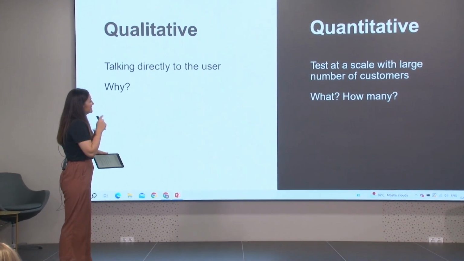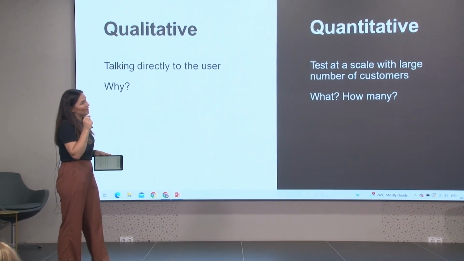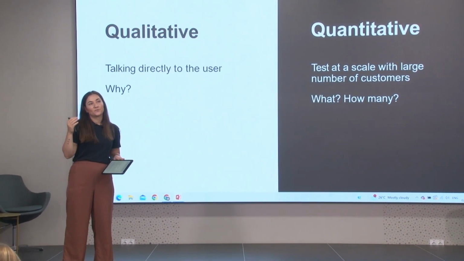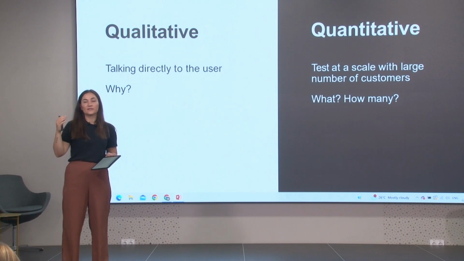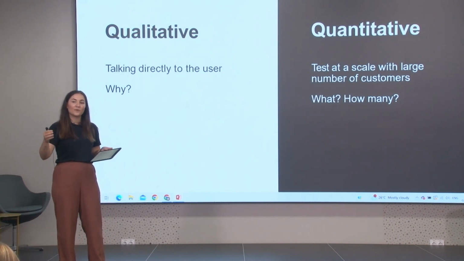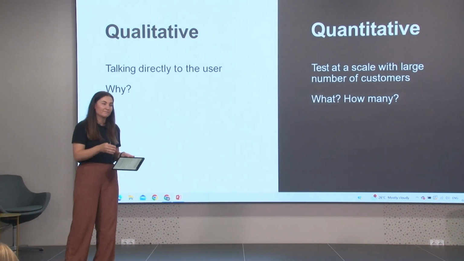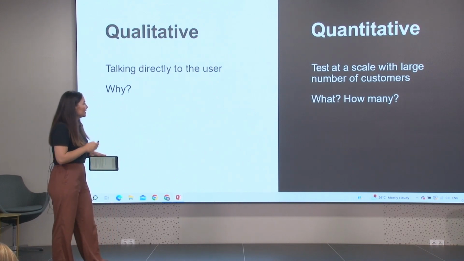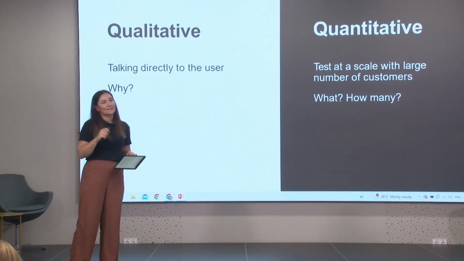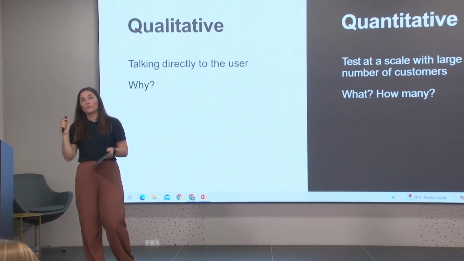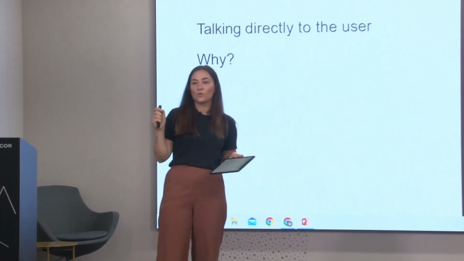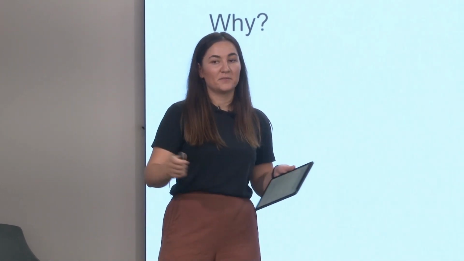The quantitative testing answers the questions what and how many. So basically, what action did my user take? How many users did the same? The downside of quantitative testing is you never know why. You never know why you have 5,000 users clicking on your commercial. You don't know. Maybe they misunderstood it.